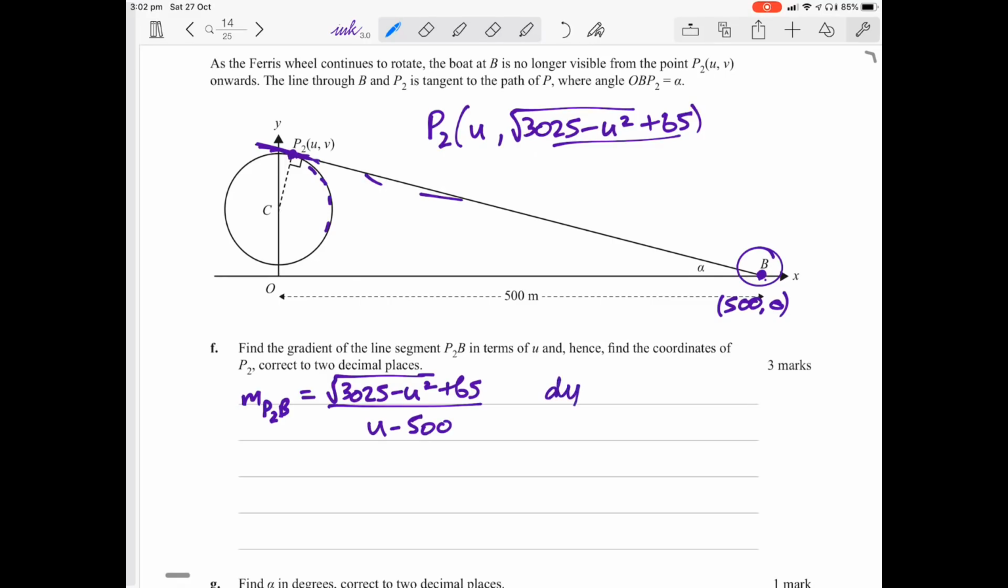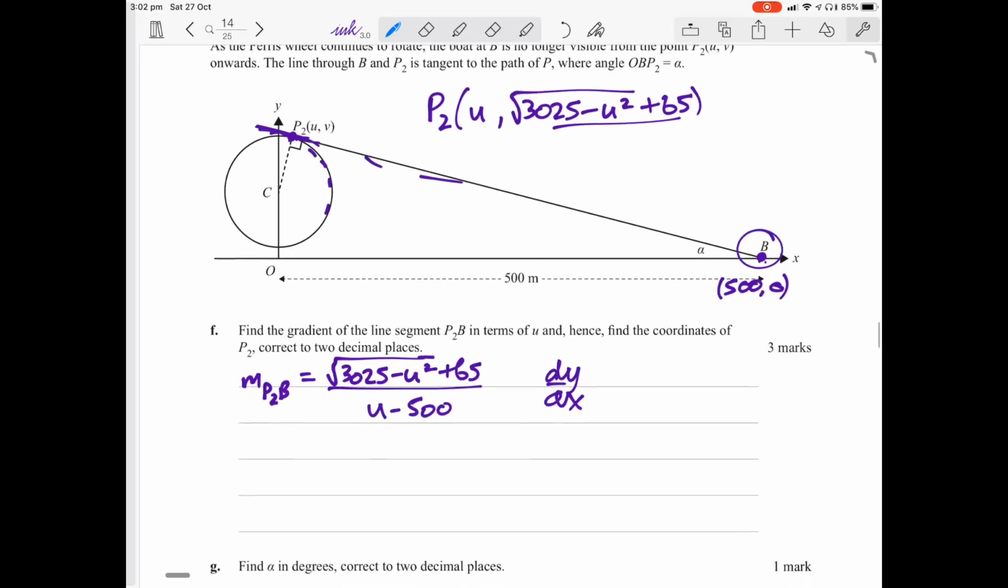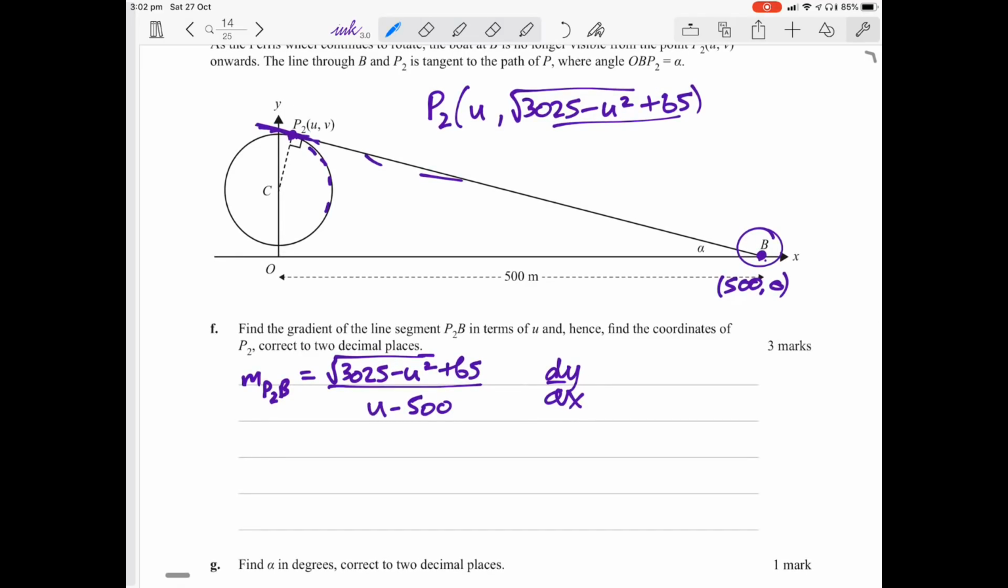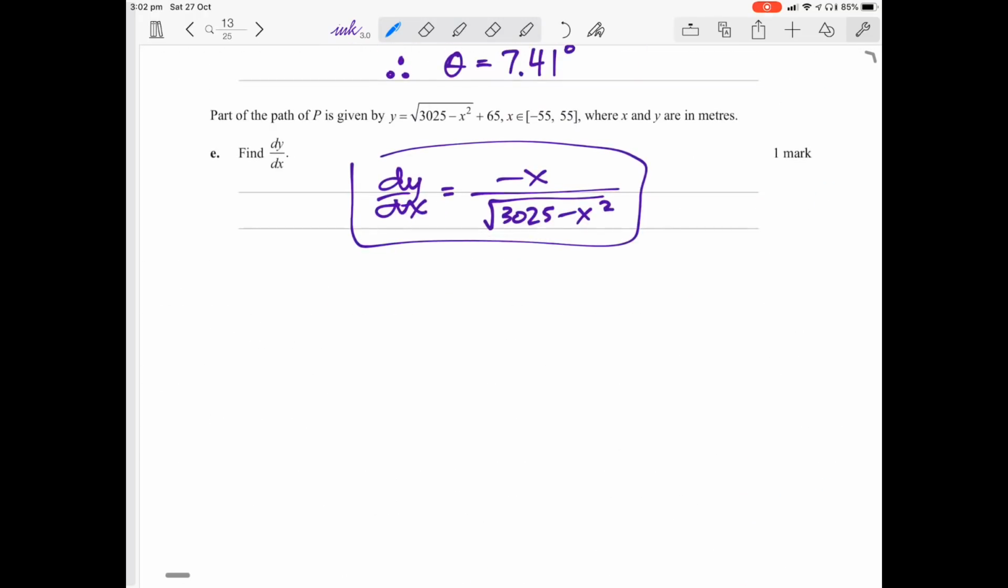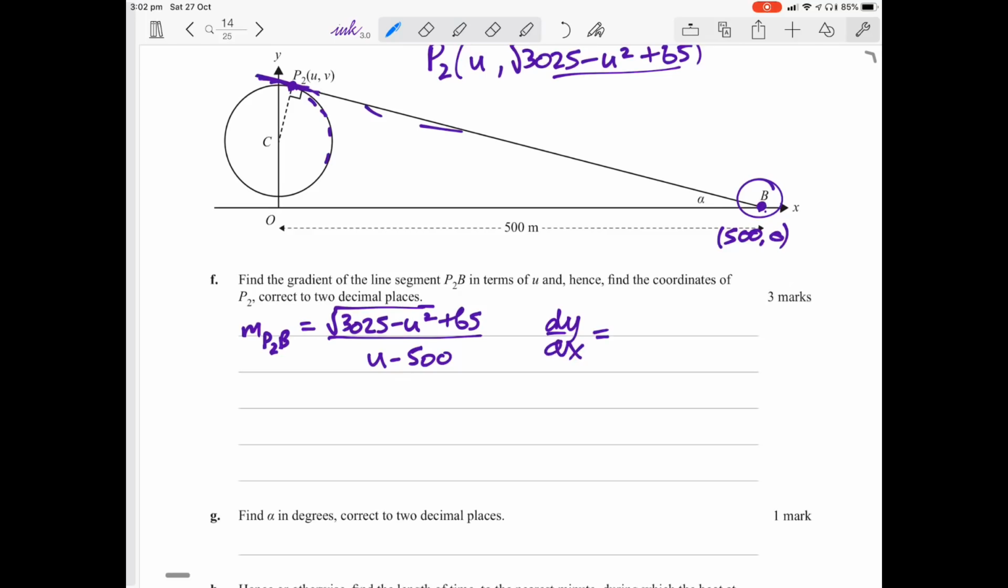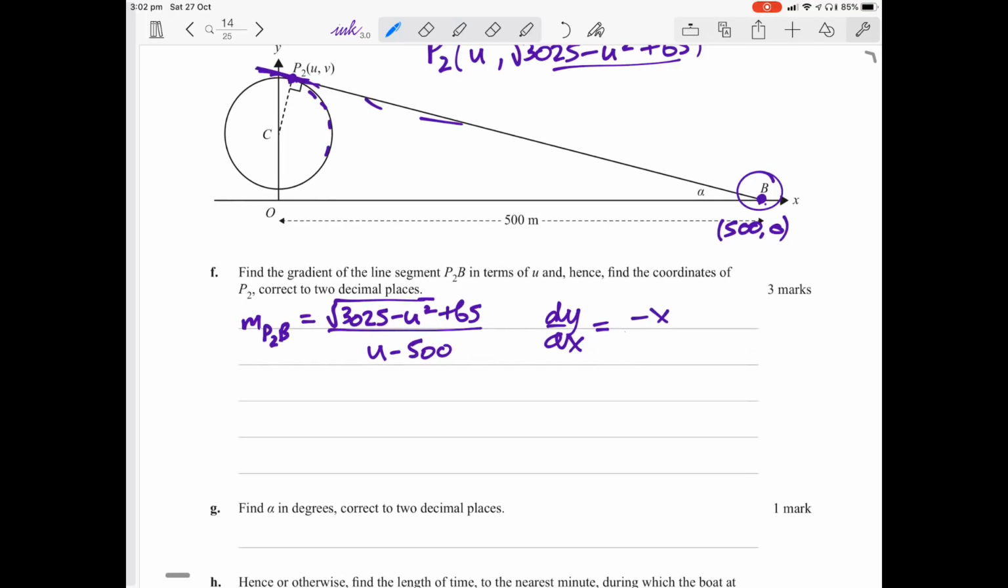And we also know that dy dx is equal to negative x on root 3025 minus x squared. So the two gradients have to be equal. Find P2B in terms of U. So I found P2B in terms of U. Hence find the coordinate. Okay, so let's have a look.